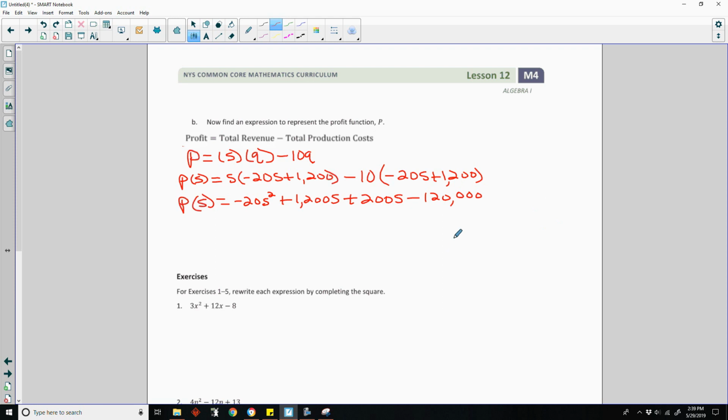Okay, we're getting closer. Now I combine my like terms, which is my middle. So I get P of S equals negative 20S squared, and 1,200 plus 200 is 1,400S minus 120,000. And this is the expression that represents the profits function.